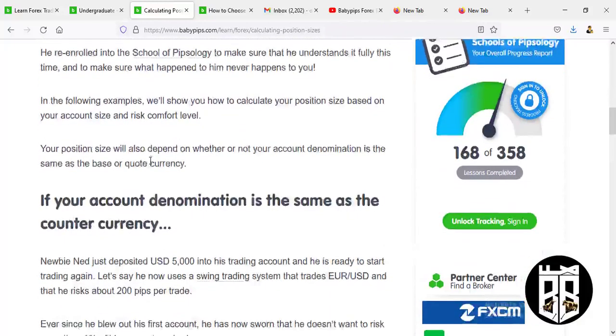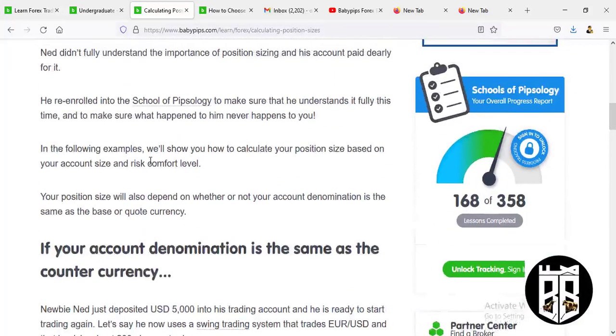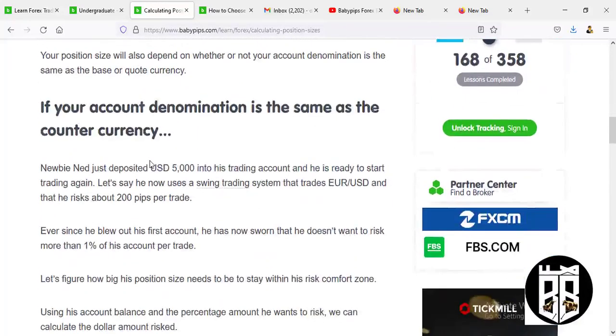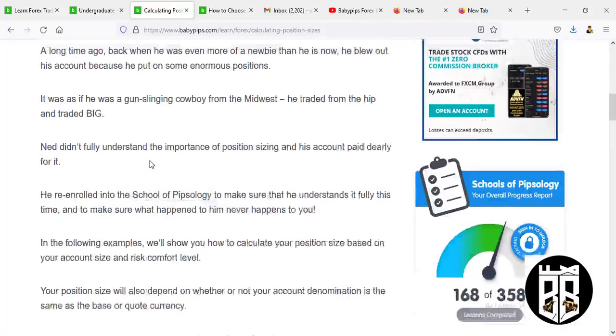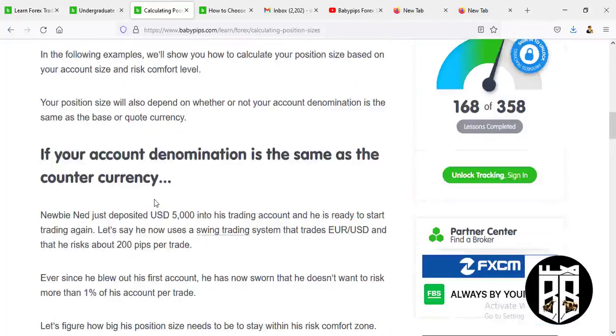Then Ned learned so many things on how to calculate position sizes. He learned how to use leverage and all of that, and so he began to do better. If you don't want to blow your account like Ned, this newbie, let's learn how to calculate position sizes.